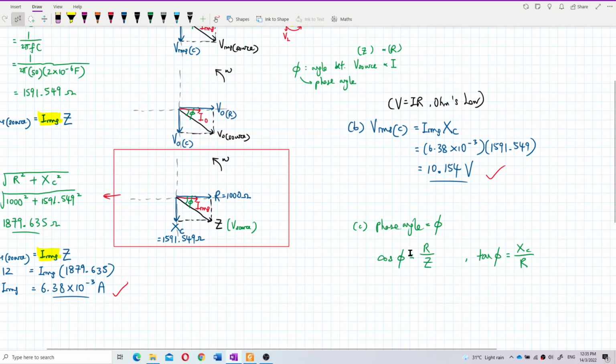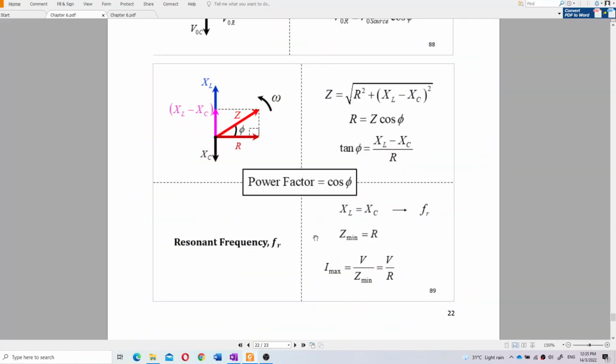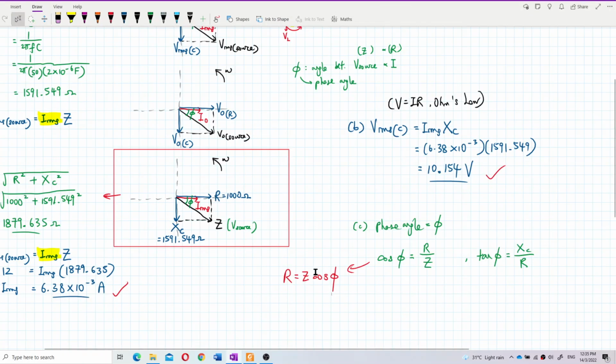After you rearrange your formula, you actually get R equal to Z cos phi, just Z multiplied to the top. So you can either use cos phi or tangent phi. Let's use both formulas and see whether we can get the same answer for the phase angle.